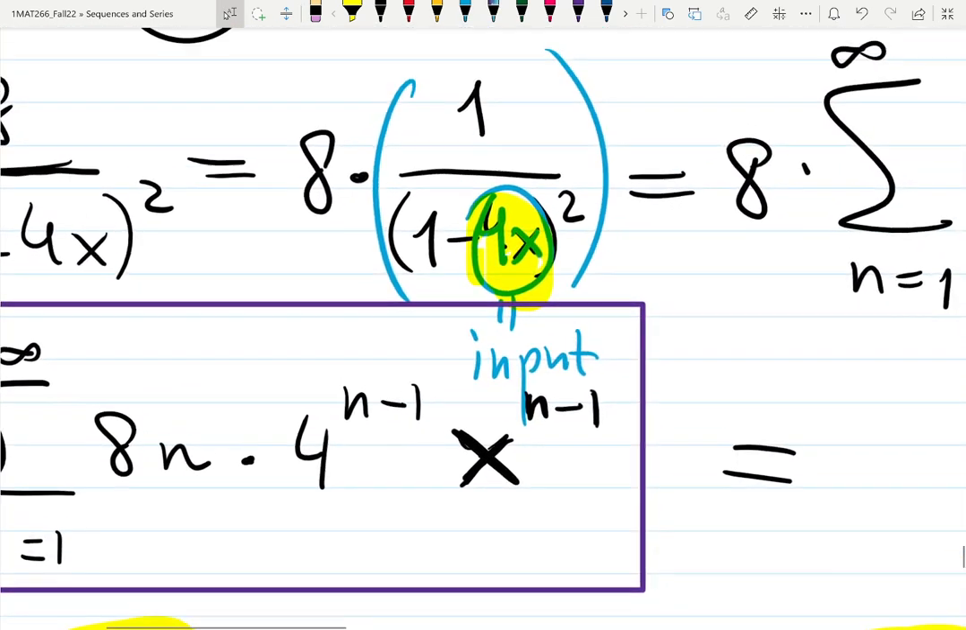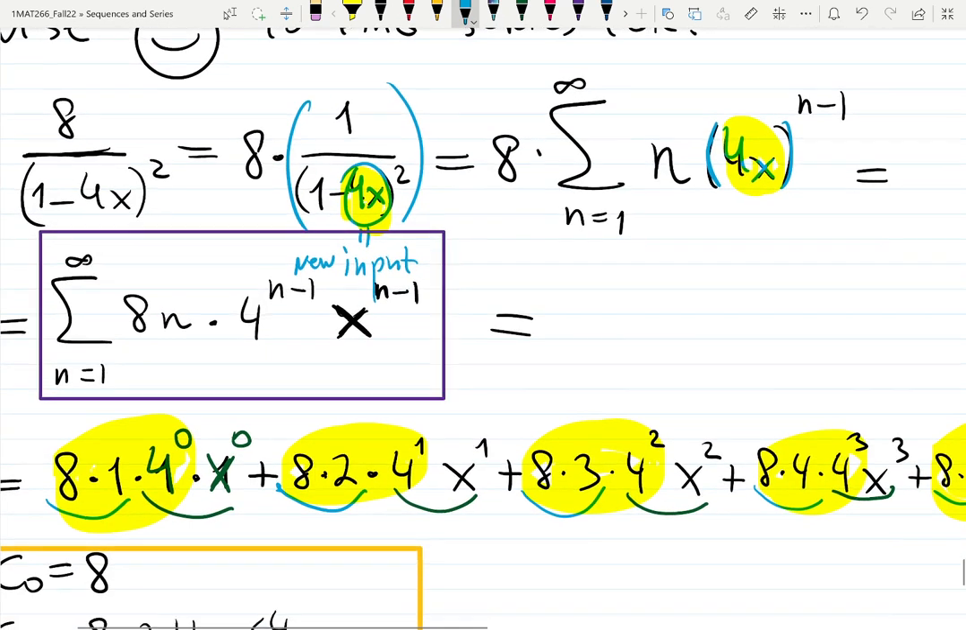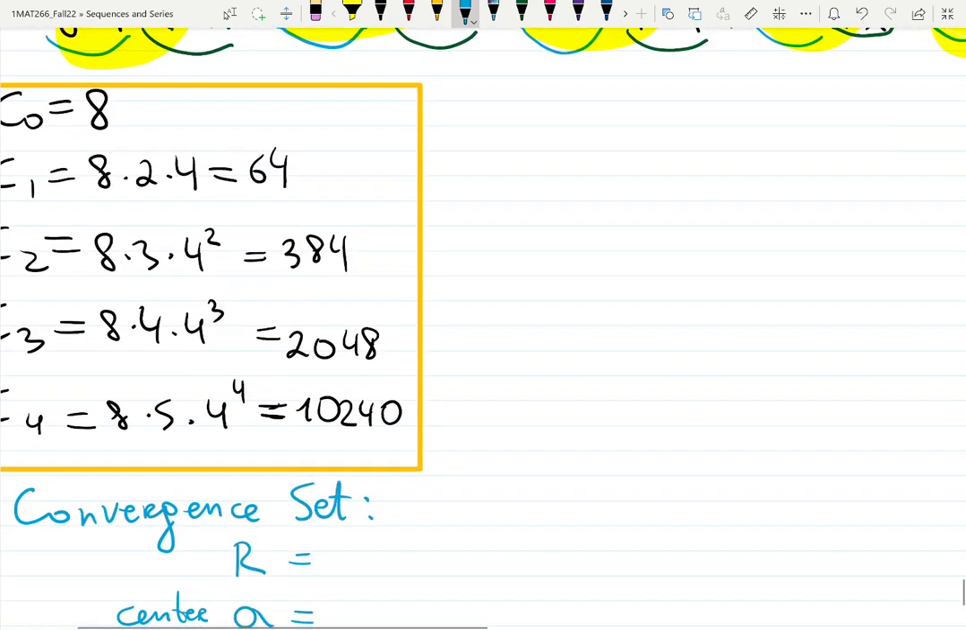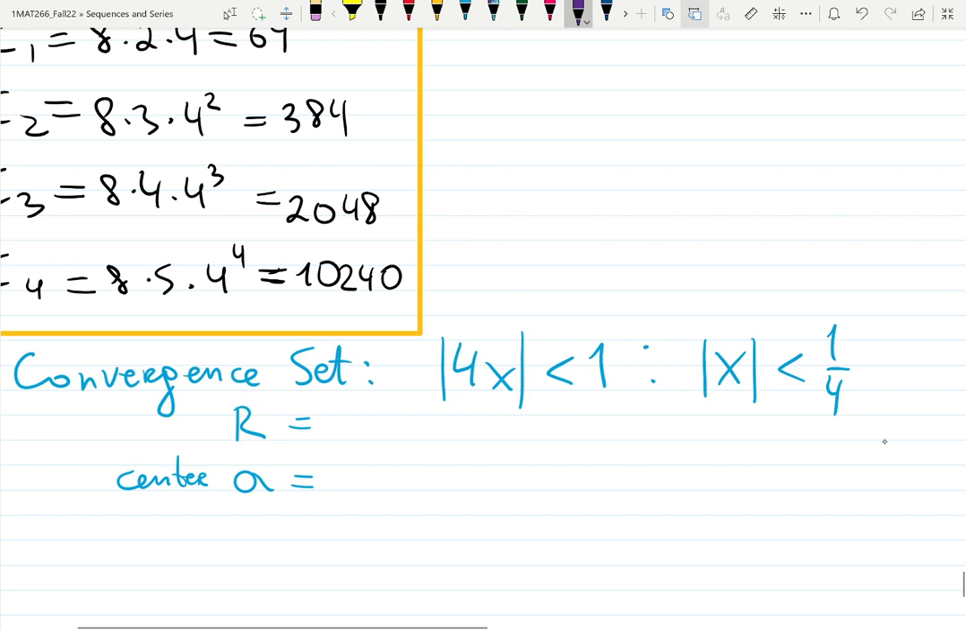Do you see this note I had? Input. This is my new input, right? New input is now 4x. So what should we do? Who knows? 4x less than 1. Exactly. Solve that. I recommend dividing by 4 right away. x will be less than 1/4. Put this in the box.